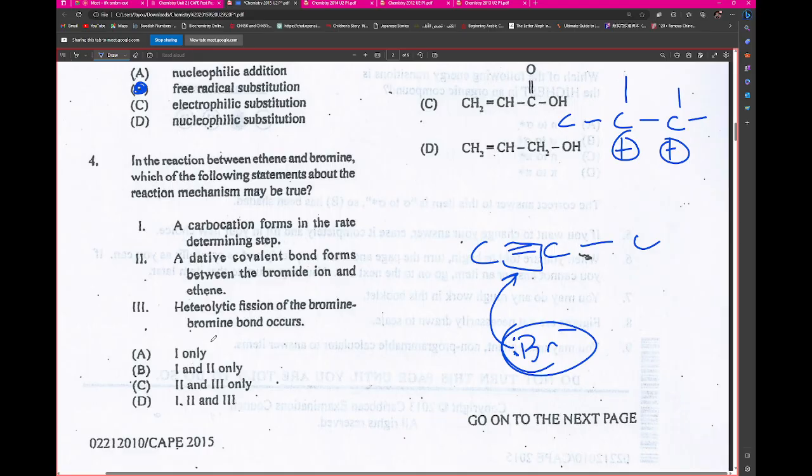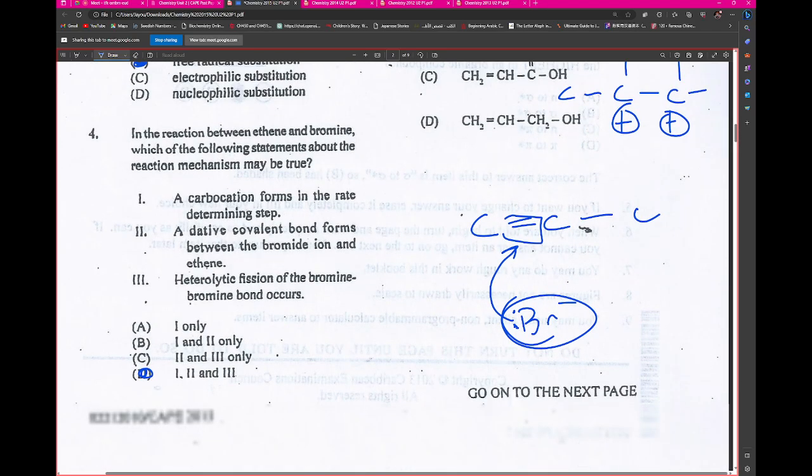And which one would be the intermediate here? I'm asking if, in the rate determining step, an intermediate is created. Yeah, I think so. An intermediate is created, all right? So we're going to have that. So that means that D would be the best answer.